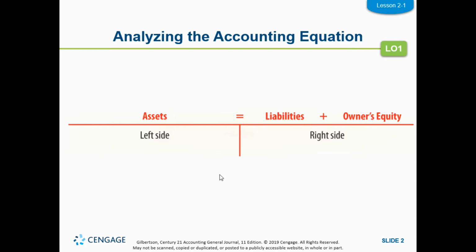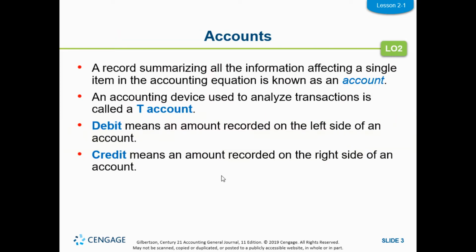I'm supposed to be using my notes, right? Then we throw in this big T in here. Okay? T. And now we're talking about using T accounts. And for the asset side, the increase is going to be the left side. For liabilities and owner's equity, the increase is going to be the right side. It might be a little bit premature with my T, though. We'll see. Okay? So a record summarizing all the information is called an account.